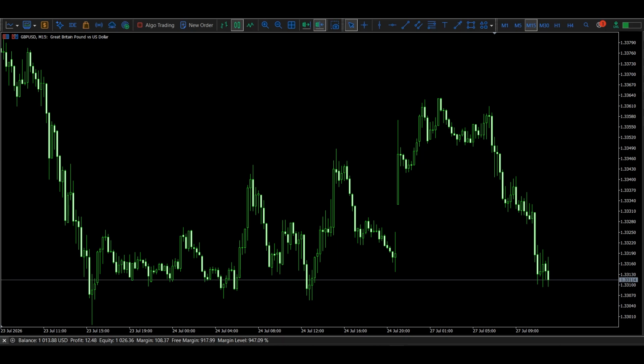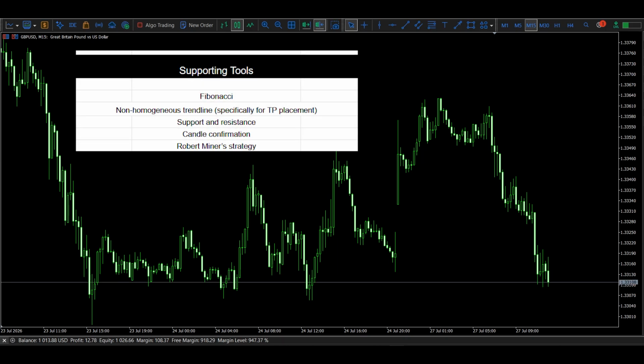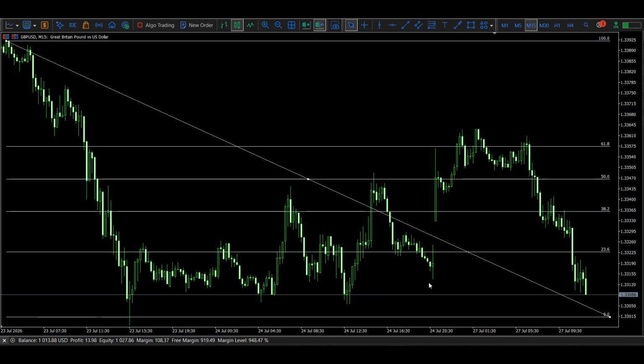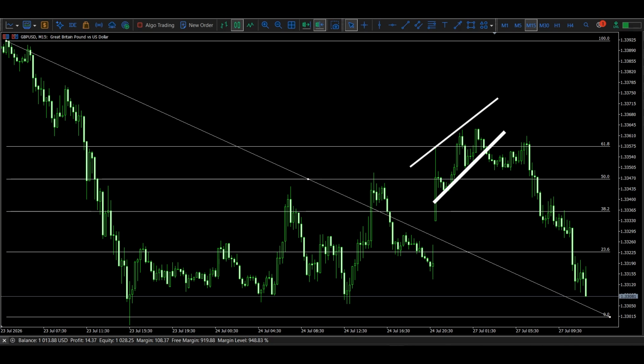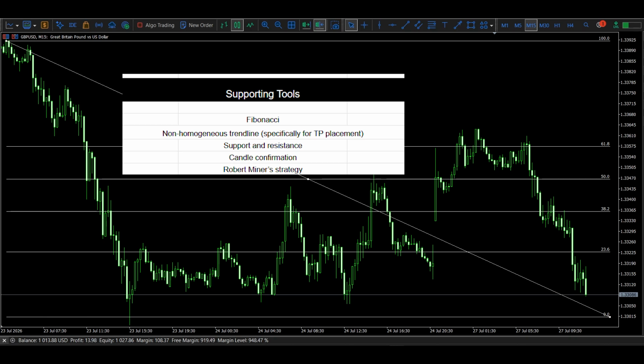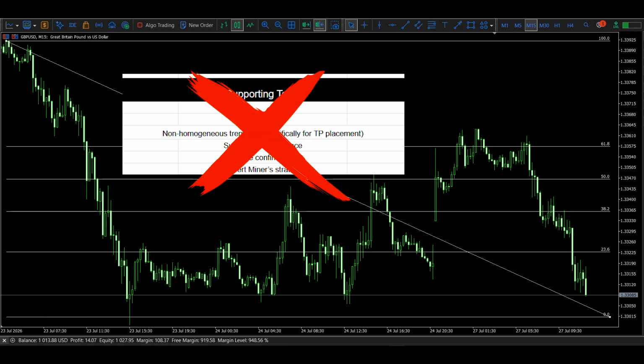Alright, let's look at the supporting tools. The first tool is Fibonacci. I'm going to place the Fibonacci from this point. As you can see, the market struggled to reach the 61.8 level and then reversed. The other supporting tools don't have any significant use in this situation, so we won't use them.